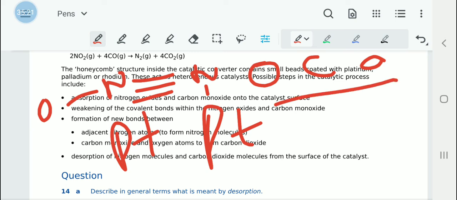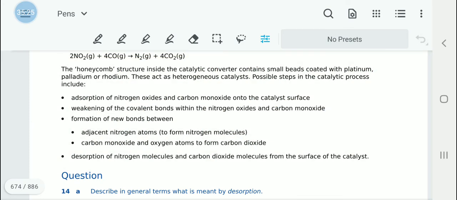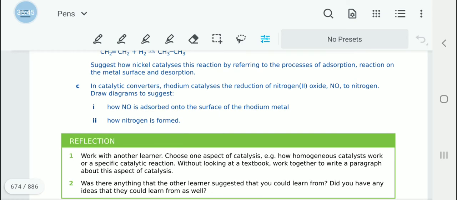So like that, it happens in a few steps, not in a single step. In a few steps, it will be converted into less harmful materials, and desorption would take place, and they will leave. I hope you understand that. If you have any questions, please ask.